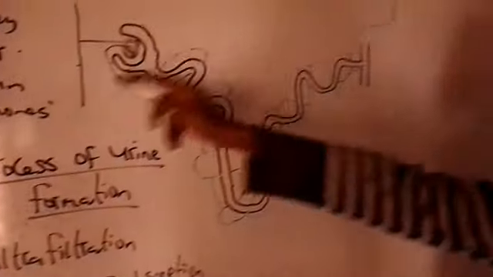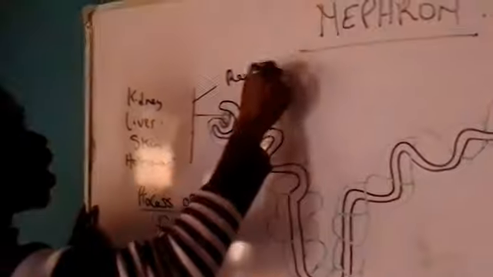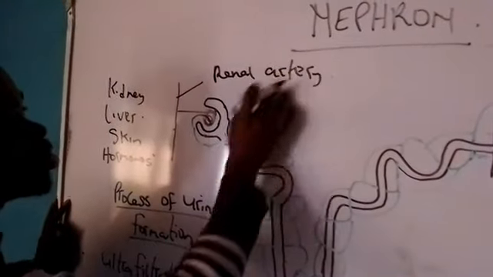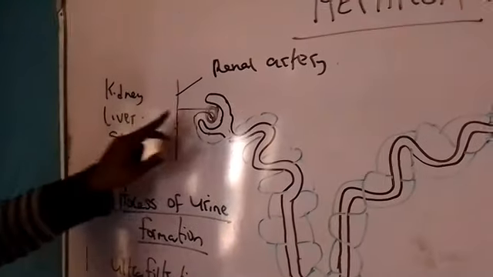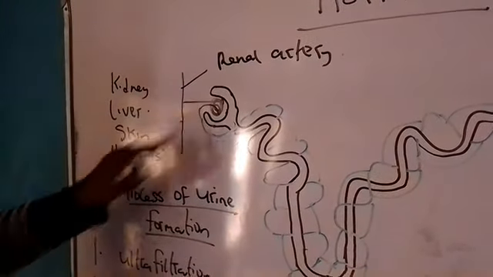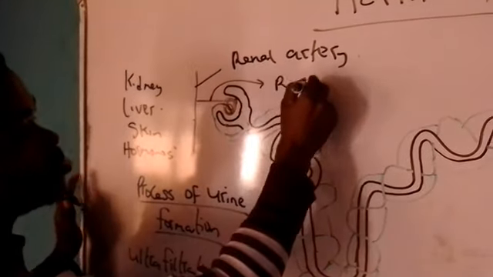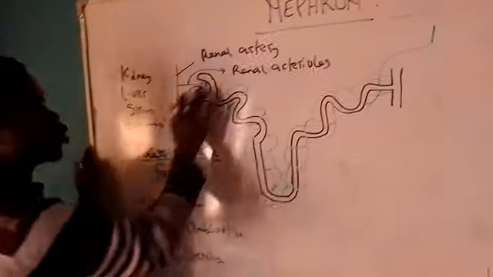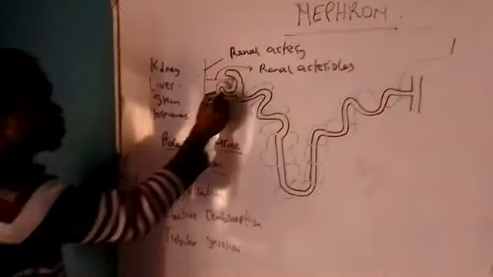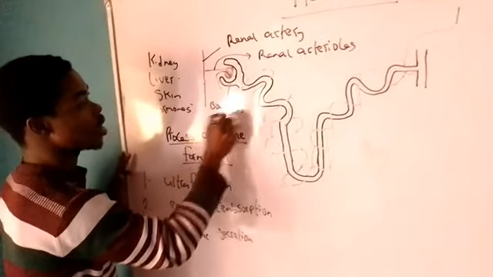So the renal artery, which comes directly from the aorta, carries oxygenated blood and waste products into the kidney. So we see the renal artery will branch into renal arterioles, and immediately the renal arterioles enter this cup-shaped structure, which is called Bowman's capsule.